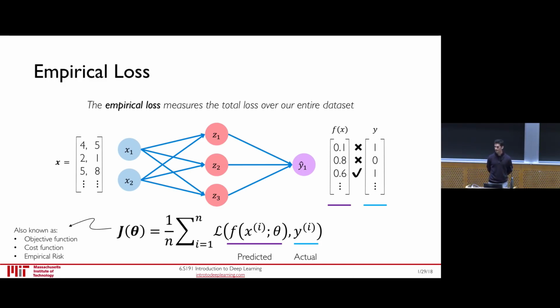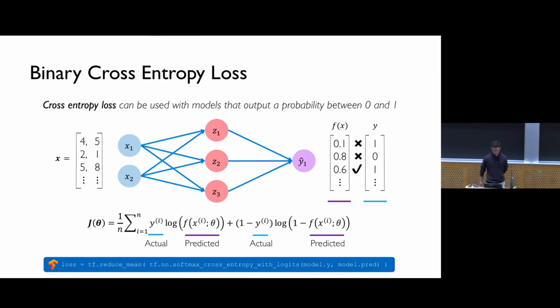This has other names besides empirical loss. Sometimes people call it the objective function, the cost function, et cetera. All of these terms are completely the same thing.